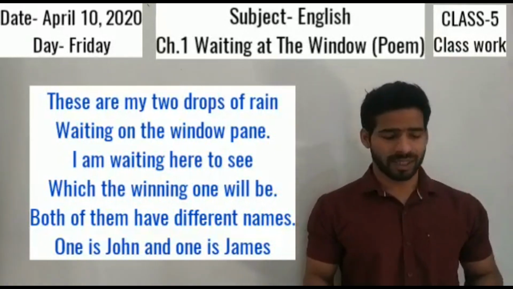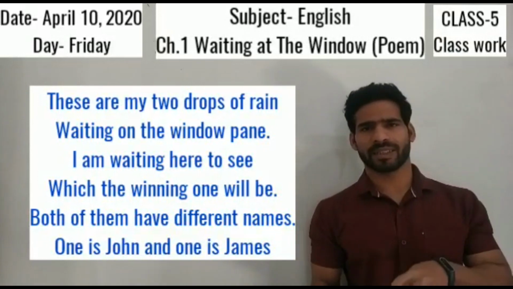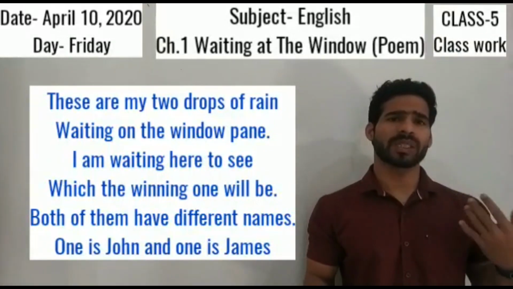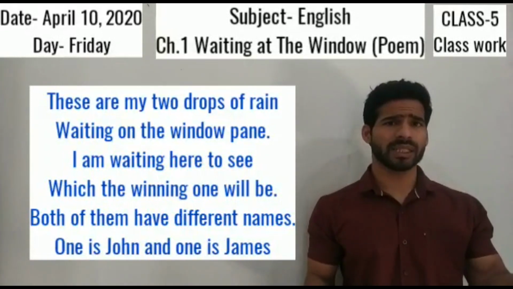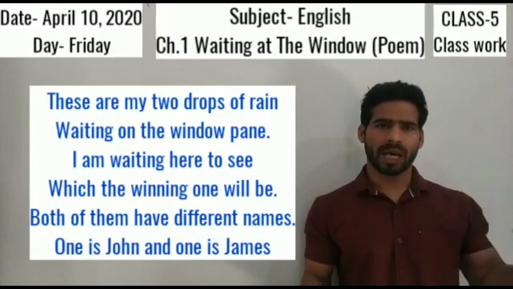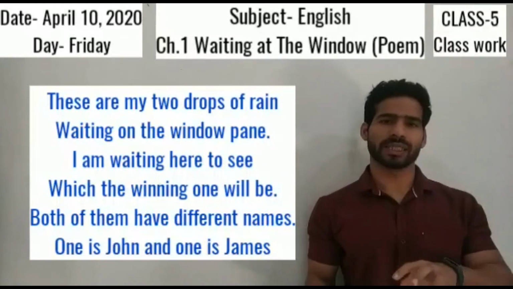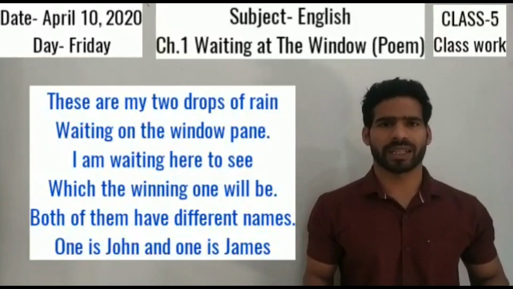In these lines, the poet is trying to say that there is a kid in this poem who is sitting right beside the window and looking outside. And what's there outside? It's raining, right? बाहर बारिश हो रही है और एक बच्चा है छोटा सा, वो अंदर घर के बैठ के खिड़की से बाहर की बारिश को देख रहा है.